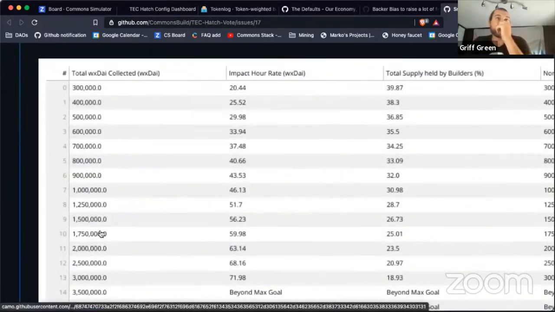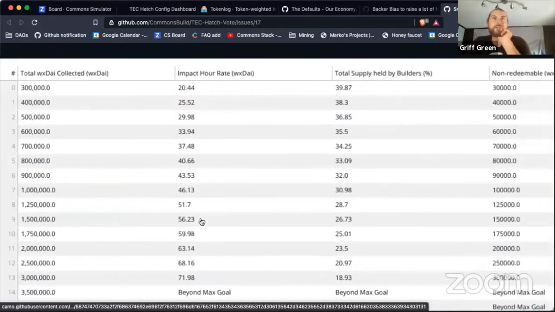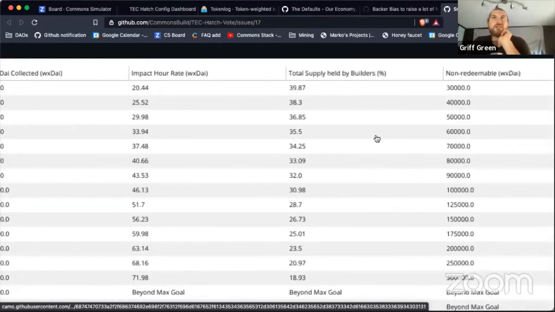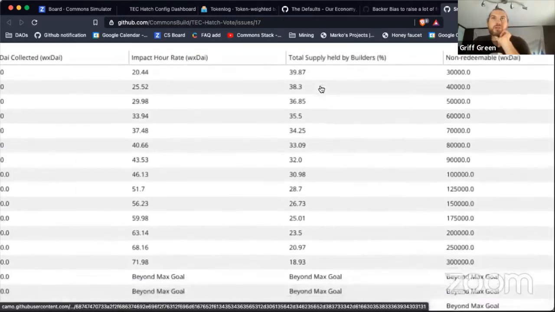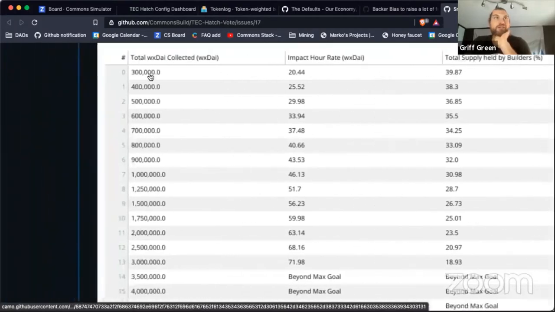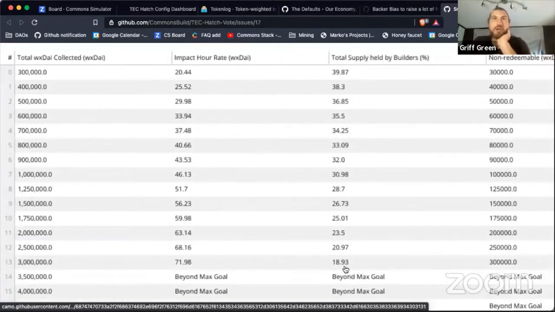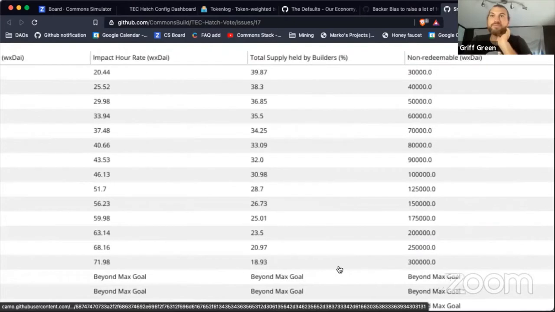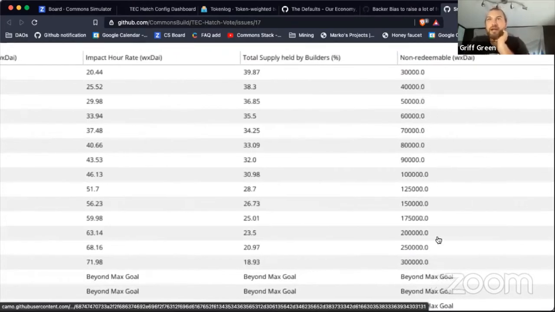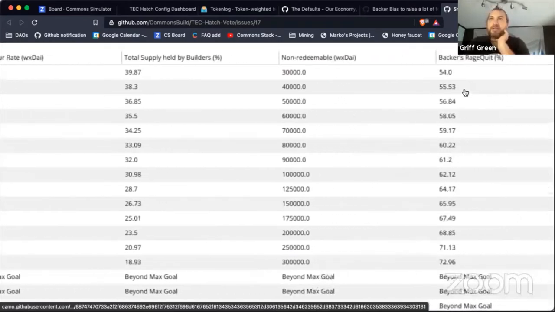Total RAPDEX die collected. How does the impact hour rate change? How does the total supply held by builders change? Like they start out, if we raise very little, they get 40% of the tokens. But at 3 million, they only get 20%. And the backers' rage quit percent is also interesting, right?